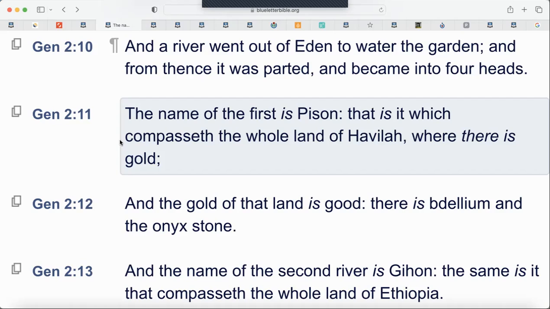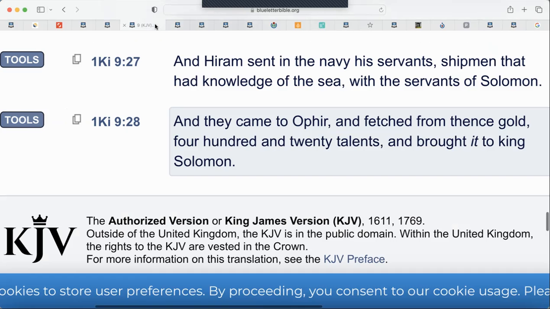Verse 11, "The name of the first is Pishon, that is it which compasseth the whole land of Havilah, where there is gold. And the gold of that land is good. There is bdellium and the onyx stone." In verse 11, there's two important key points that we must consider. One, that Pishon compasseth the whole land of Havilah, and two, there's gold there, and that gold is very good. How good?